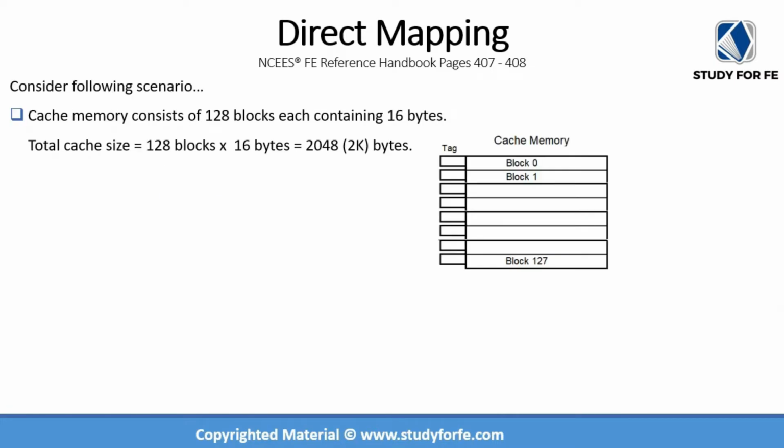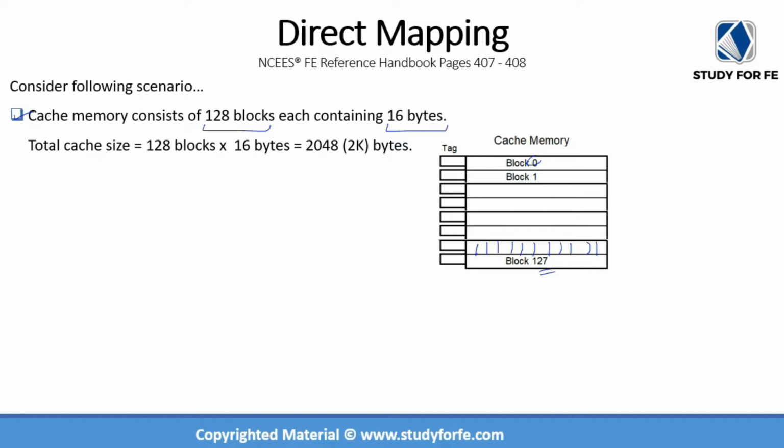So let us consider a scenario. We have a cache memory which consists of 128 blocks. So the blocks will be numbered from 0 all the way to 127, which is 128. And each block contains 16 bytes. There are 16 bytes in each block.